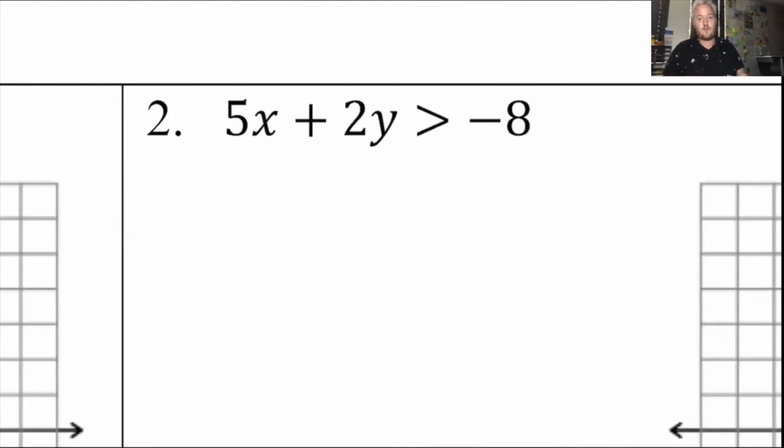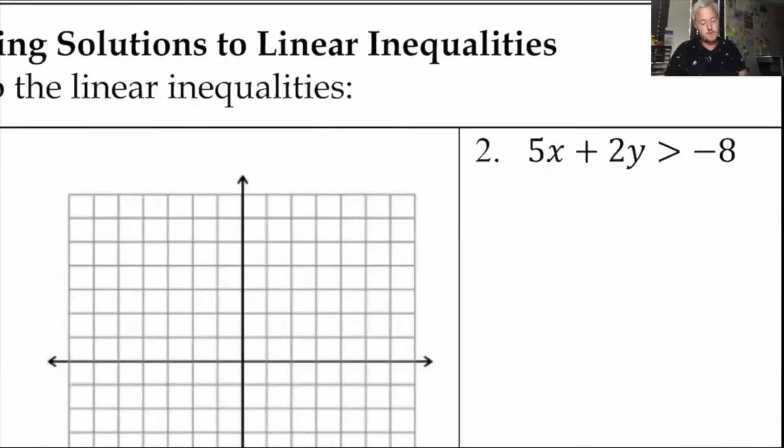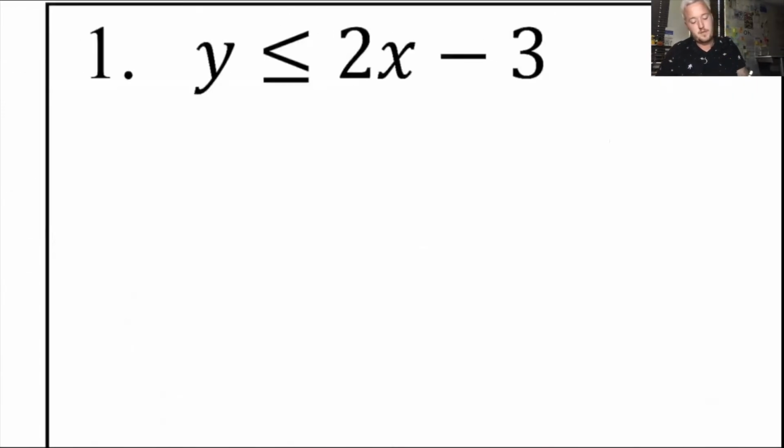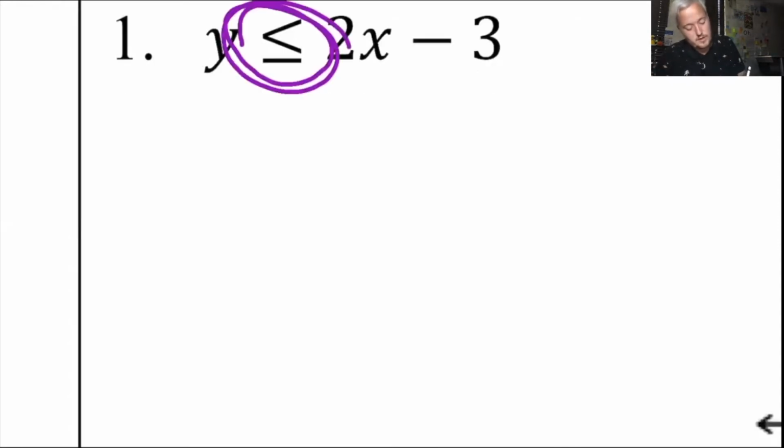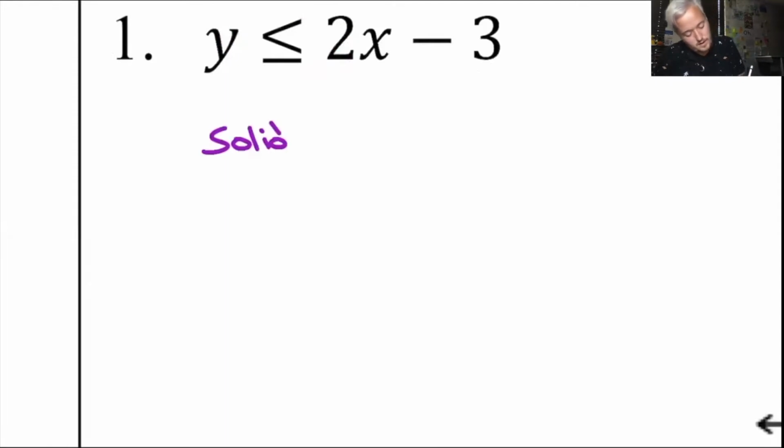So I'm going to be converting on every single one of these. So in this case, when I say convert, we want them to be in slope-intercept form. So in this case, this one's already in slope-intercept form, so we don't have to change anything. So I'm looking at my inequality sign. Because I have less than or equal to, what this means is this is going to be a solid line. And because it's less than, I want to shade below.